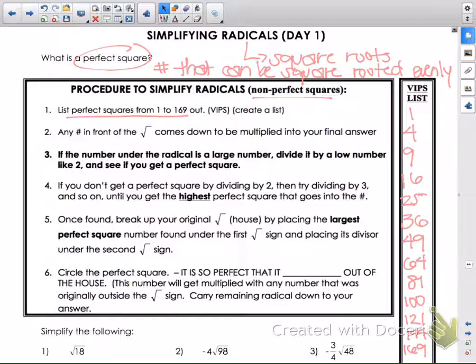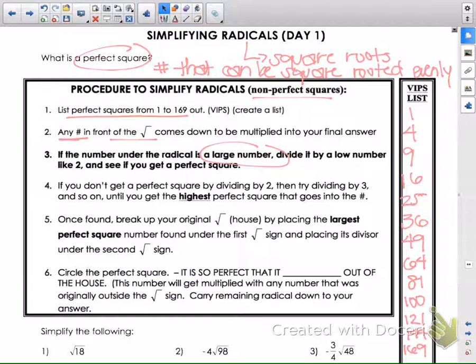Okay, so here's our process. If you have any number in front of the square root, it's going to just come down and be multiplied into your final answer, so don't lose any number out front. If the number under the radical is a large number, we're dividing it by a perfect square in our VIP list here. Okay? We're not going to divide it like 2 and see if you get a perfect square. We're going to think of our multiples because we're smart enough to figure this out.